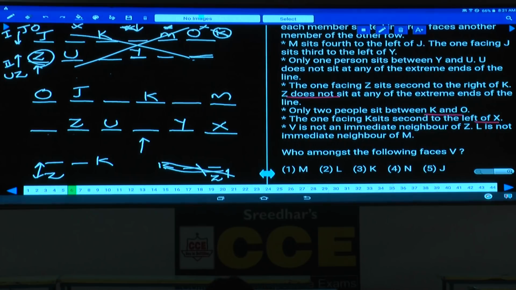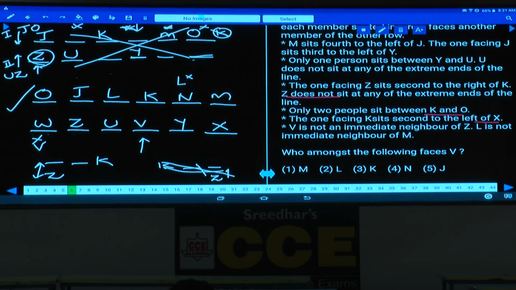V is not an immediate neighbor of Z, as V cannot be at this place, hence V must be in between U and Y. And L is not an immediate neighbor of M. As L is not an immediate neighbor of M, L cannot be in between K and M, hence L must be in between J and K. Then who is the person left over in row 1? J to O: J, K, L, M, N, O. And in the next one, U to Z: U, V, W is the person left over. Hence finally we are left with this case.